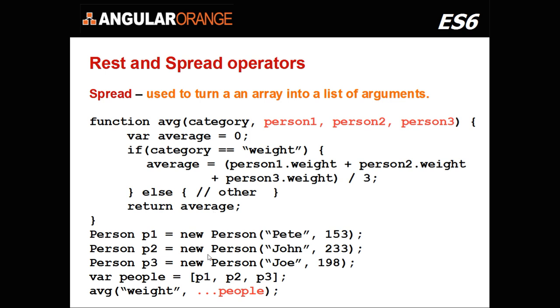So if I want to call that, I could basically instantiate 3 of type person with different weights. I could create an array of people. I could call the average function with the category, which is weight, and the people. If this category was height, I can implement something with height. So these are very useful functions for coding in JavaScript when you're building Angular applications.